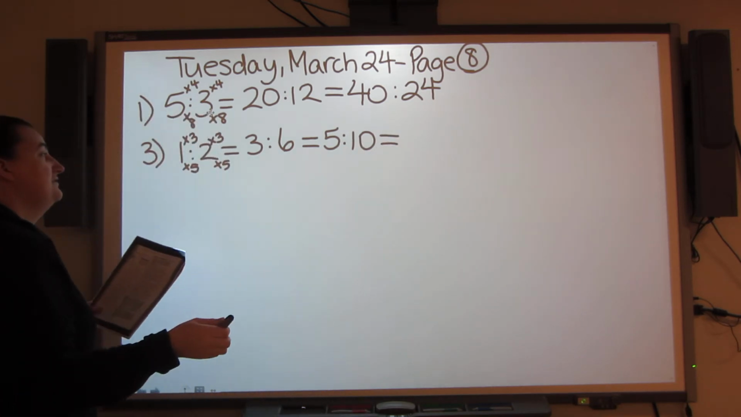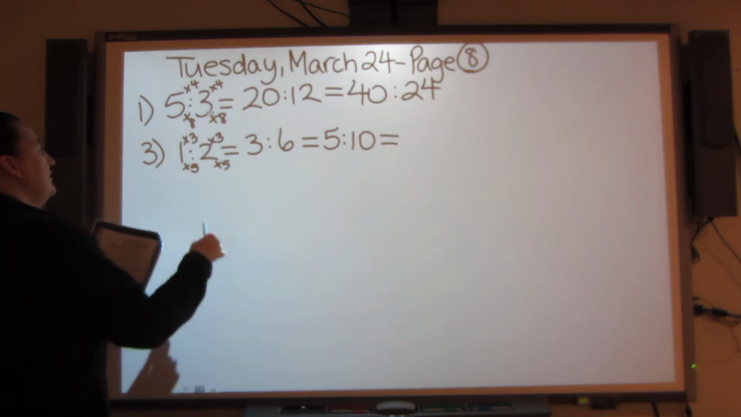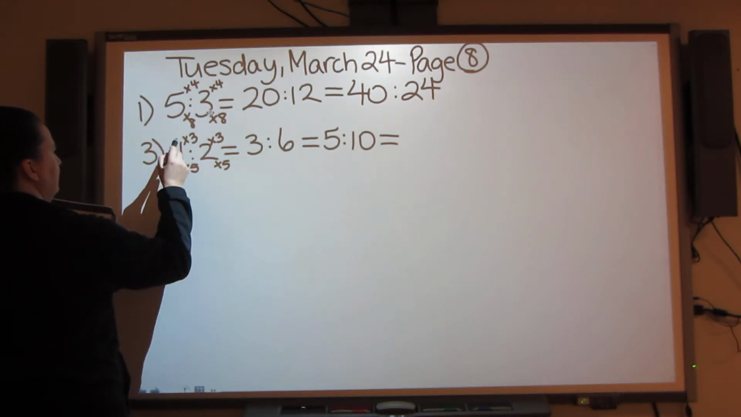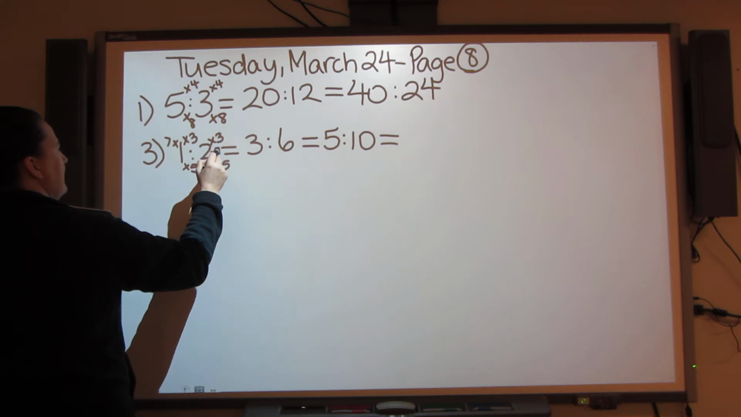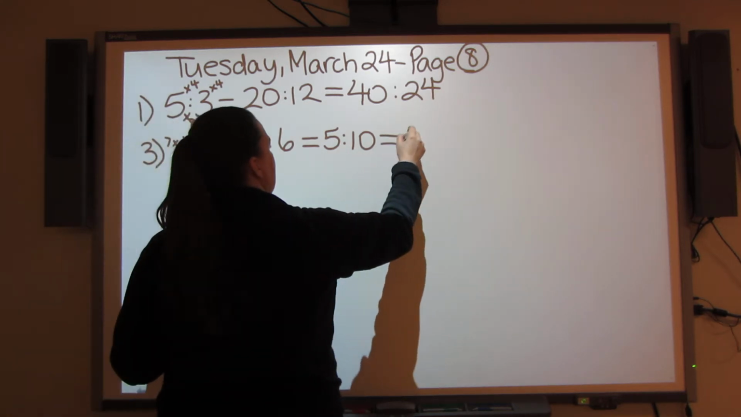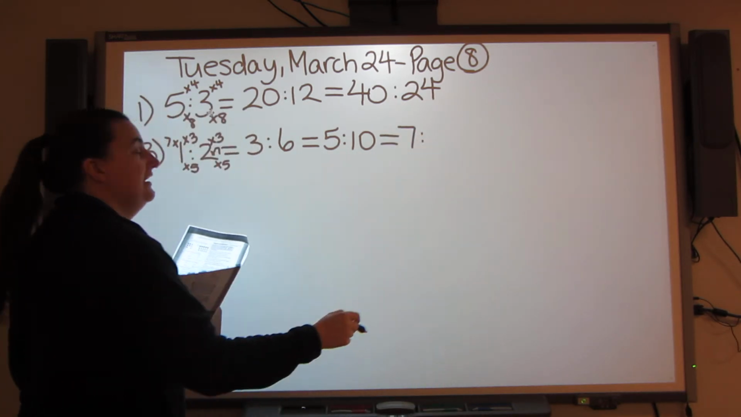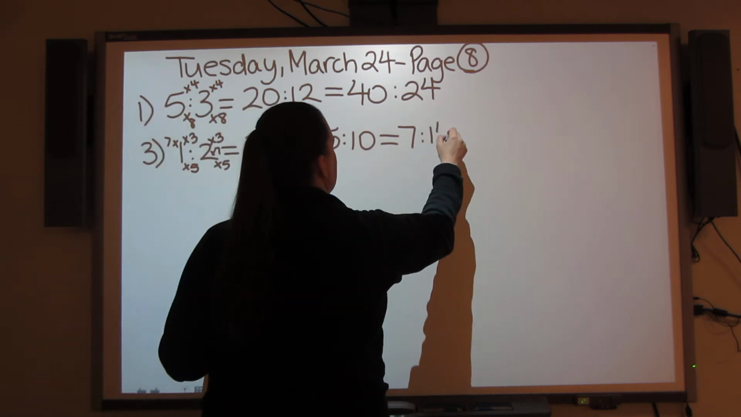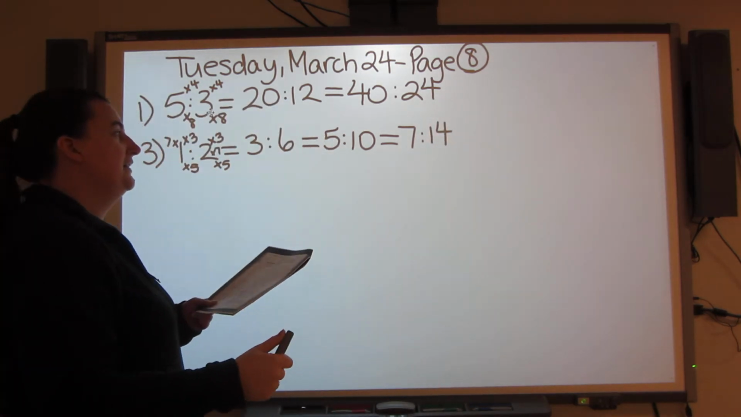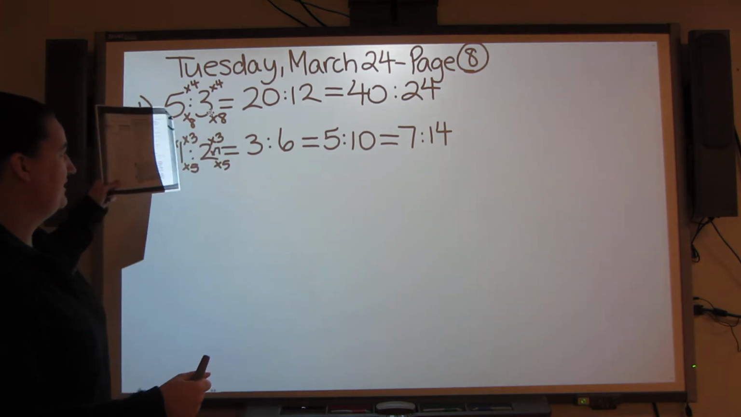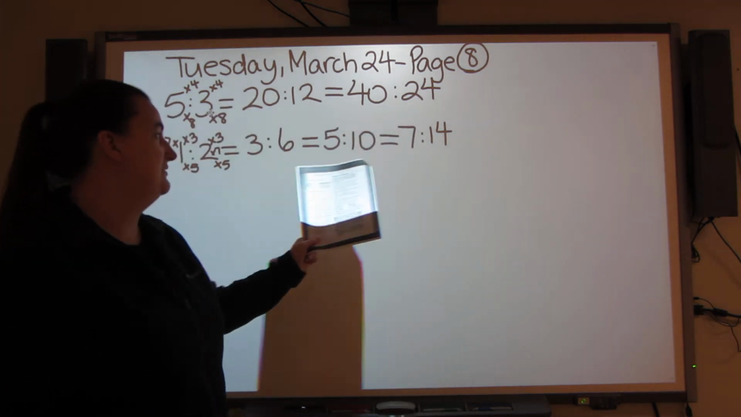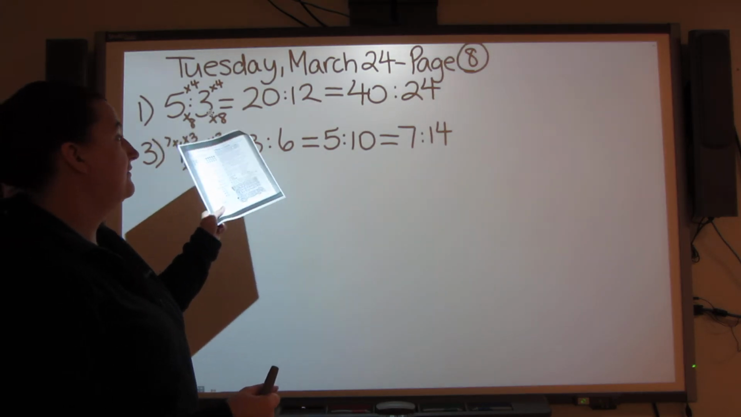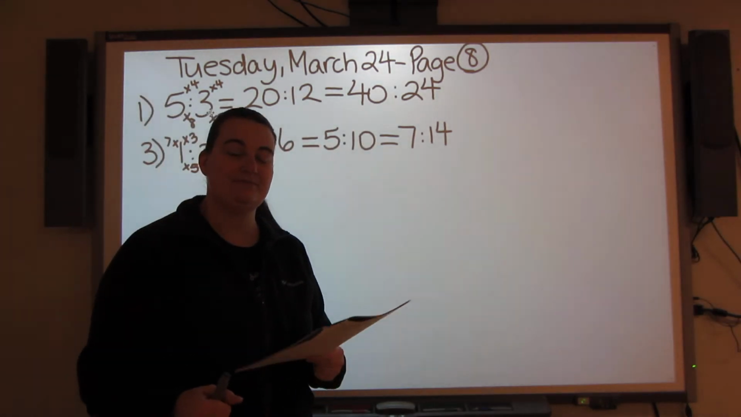And then I'll choose another number, 1 times 7, and 2 times 7. 1 times 7 is 7, and 2 times 7 is 14. So there you go. I have the ratio I started with. I have 3 equivalent ratios to that ratio, and they're all written the same way.